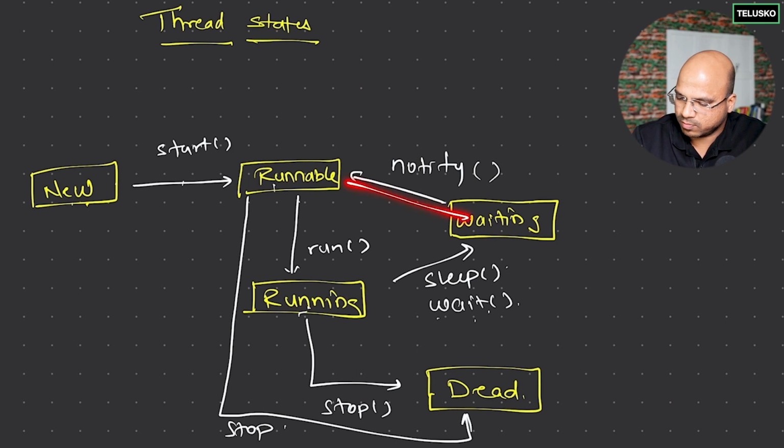So it goes from waiting to runnable. From running to waiting, waiting to runnable, that's the cycle it follows. And then again, from runnable to running state. Yes, these are the states available. We have this number of states in threads, especially in Java.